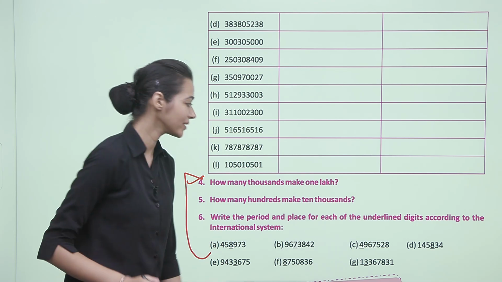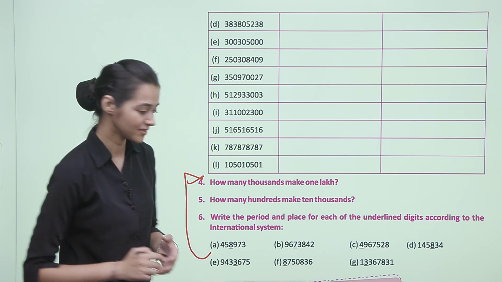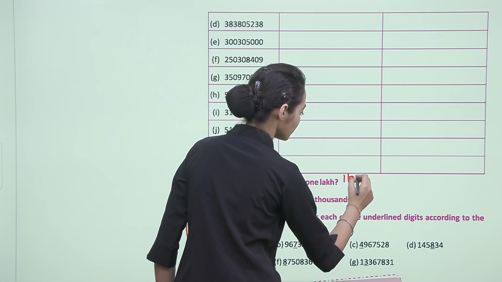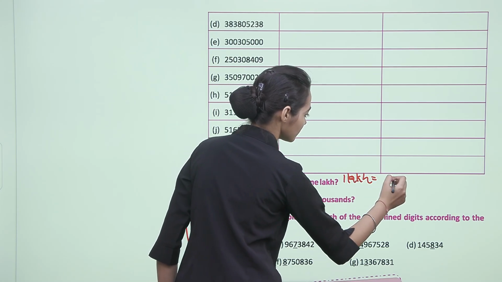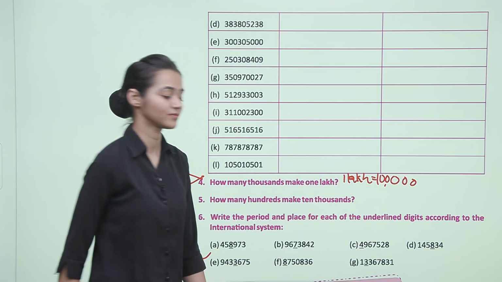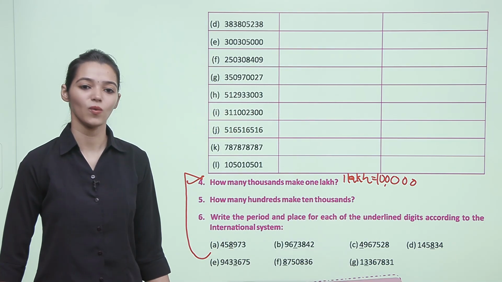Now in this one, how many thousands make 1 lakh? So 1 lakh is equal to ones, tens, 100, 1,000, 10,000, lakh. 100 thousand make 1 lakh.